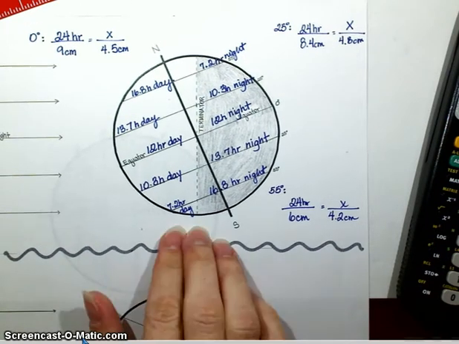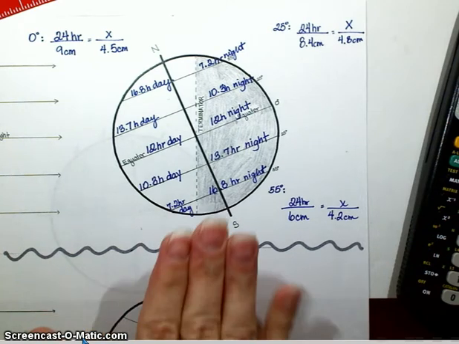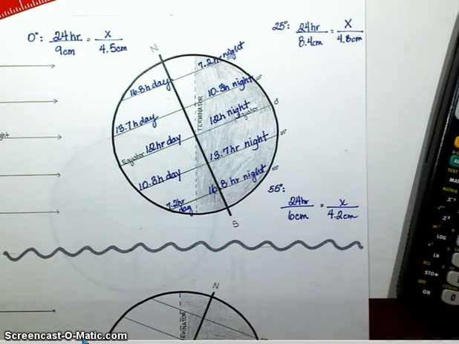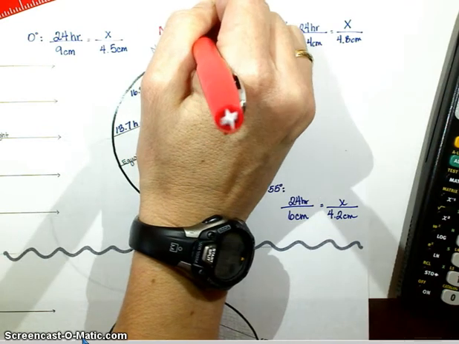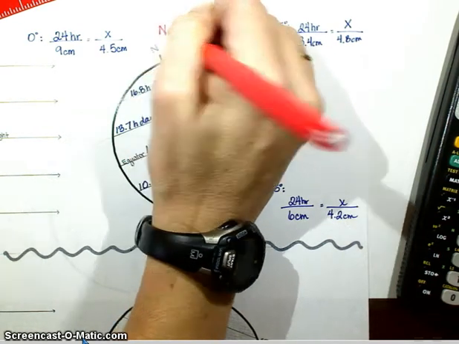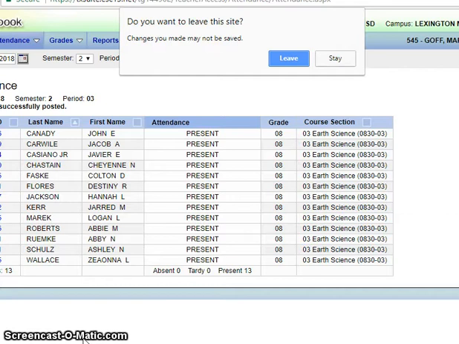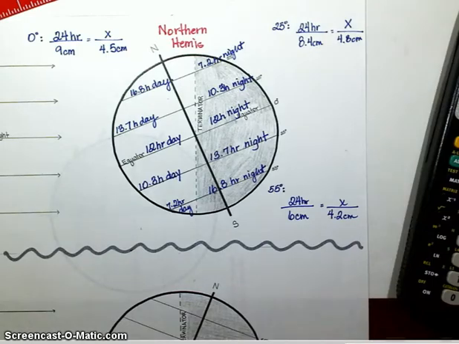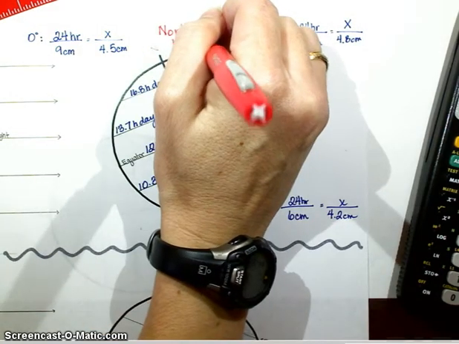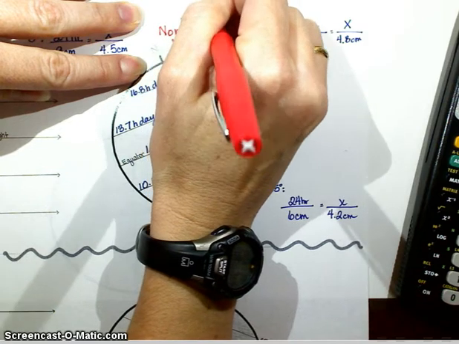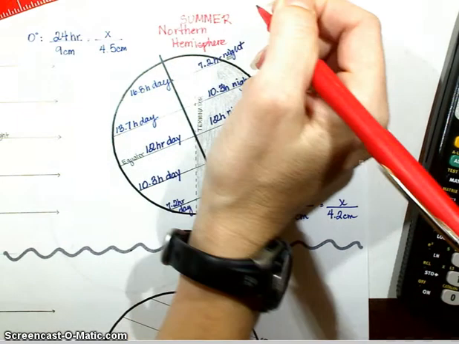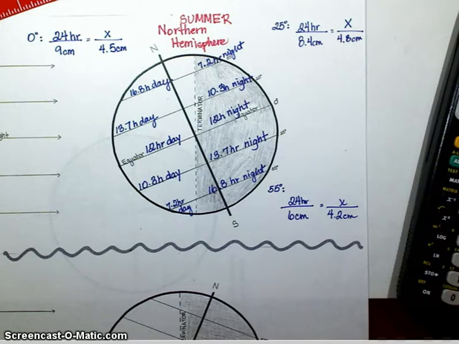In this particular situation, which hemisphere is having summertime? North. Yes, this is the northern hemisphere's summer. Which means obviously that it's wintertime in the southern hemisphere.